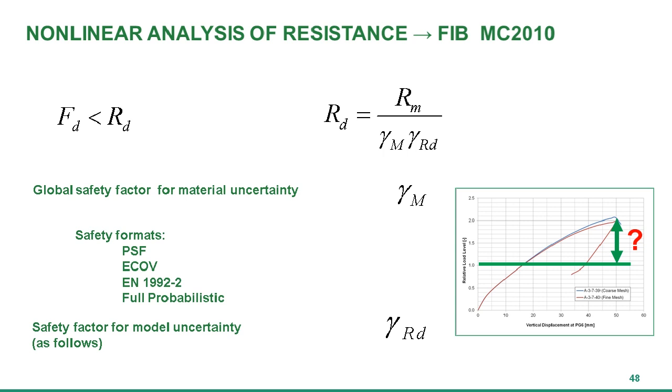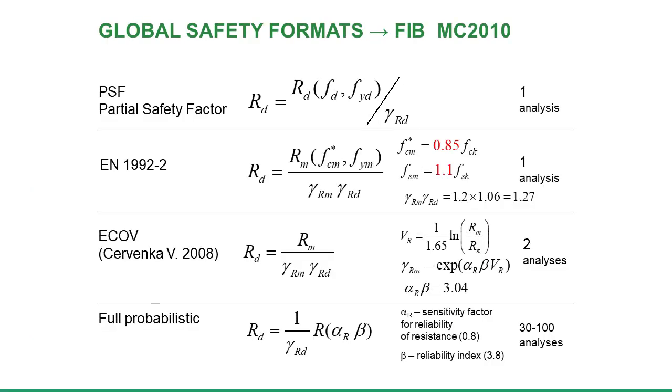And I will discuss 4 safety formats which are proposed in the FIB model code. And of course, not all of them will appear in the new generation of Eurocodes. This is, let's say, still under discussion. Most probably this PSF method and this ECOV method will appear there, but this is still not fully clear. So let me just summarize the principles of these 4 methods.